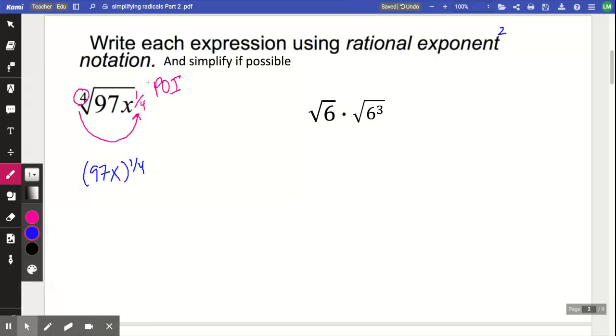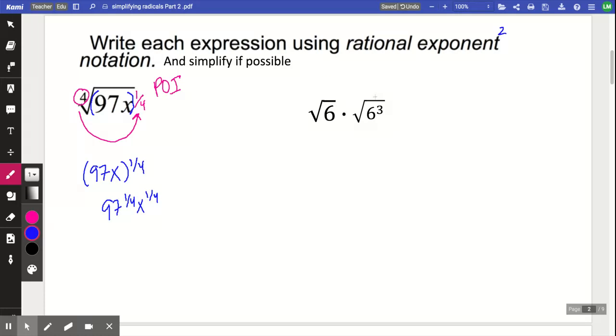Power over index, don't forget that POI. So we have that 4 swings around and it becomes the 1/4 power. Now here's the thing, that 97 and that x are inside the radical, so we have to group it together using parentheses. You can also do 97 to the 1/4, x to the 1/4. Just remember that 1/4 power goes to the 97 as well.